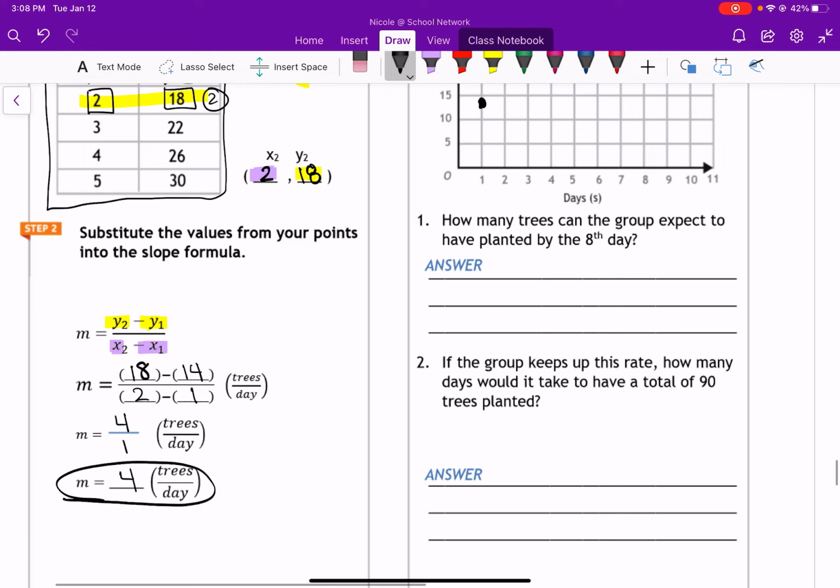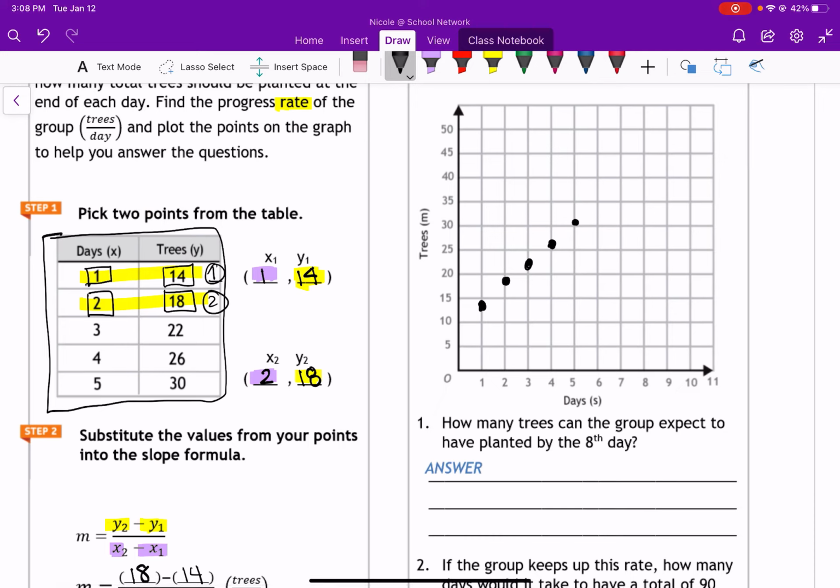So here each day we're increasing 4 trees. So just to get a visual, with each day that goes by, we're increasing 4. So over 1, up 4, over 1, up 4. Or you can go the other way. The other way is up 4, over 1, up 4, over 1. So keeping that in mind, how many trees can the group expect to have planted by the 8th day?